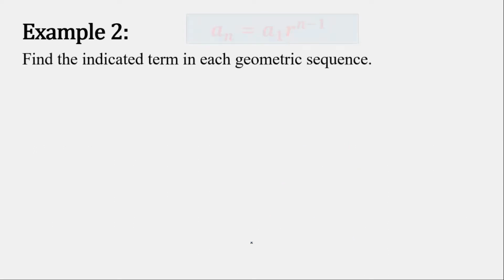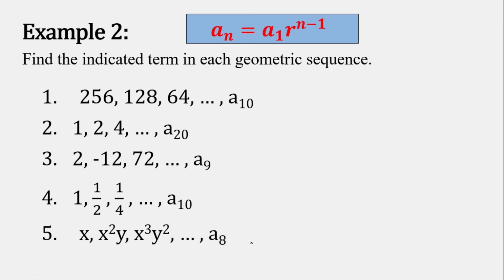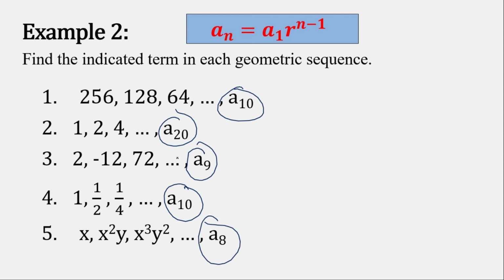Now let's proceed to example number 2. Find the indicated term in each geometric sequence. So given the first three terms of a geometric sequence, let's find the indicated term. For number 1, a sub 10. For number 2, a sub 20. A sub 9 for number 3, a sub 10 for number 4, and a sub 8 for number 5.